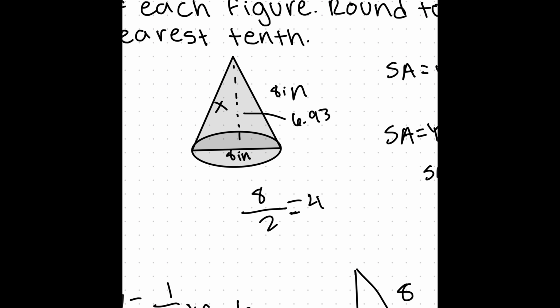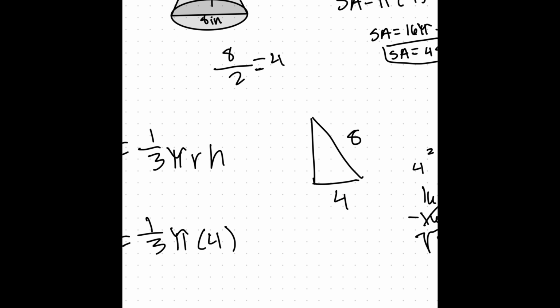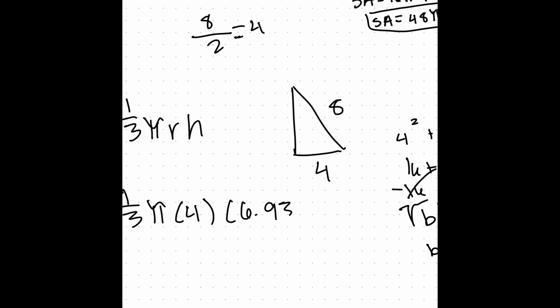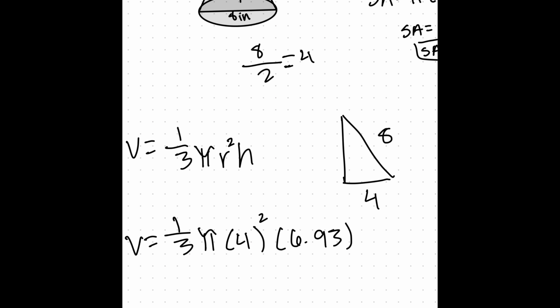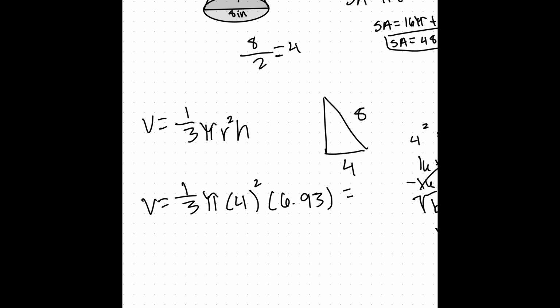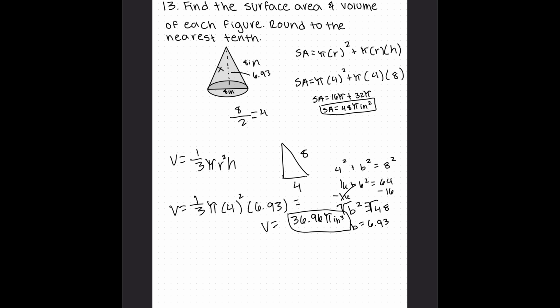Now we can actually solve for the volume. So V is equal to 1/3 pi times our r, which is 4, and our new height, which is 6.93. Oh, sorry, I forgot to add a squared in the formula. So we put this into our calculator. We have 4 squared, which is equal to 16, times 6.93. That is 110.88, and we just divide that by 3, and we get 36.96 pi inches cubed. And that is our answer. Thank you.